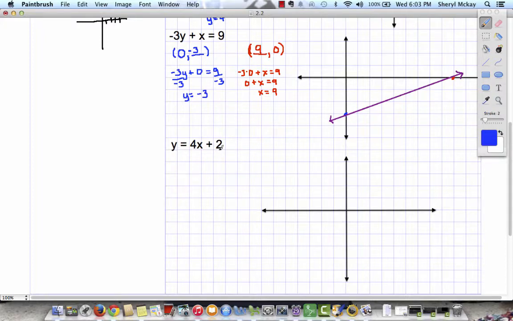another linear equation. This one actually happens to be in slope-intercept form, but we have y equals 4x plus 2. What do you think the y-intercept is? I'm going to give you a second, and I want you to figure out what the y-intercept is. There's 2 ways you can figure it out, and I'm going to see if you can do it.